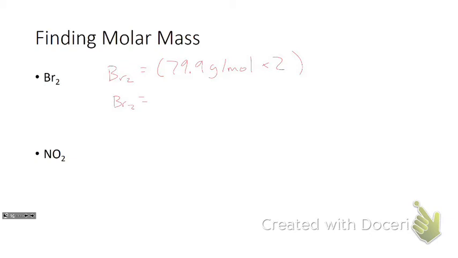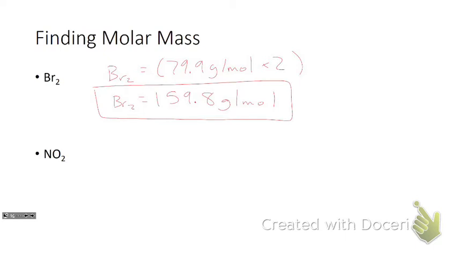What did you guys get? 159.8 grams per mole. Good. And again, the molar mass of bromine gas will always be 159.8 grams per mole. Okay, always. Okay, on to the next one. So this is nitrogen dioxide. Okay, so we only have one nitrogen and two oxygens. So N is 14.01 grams per mole.